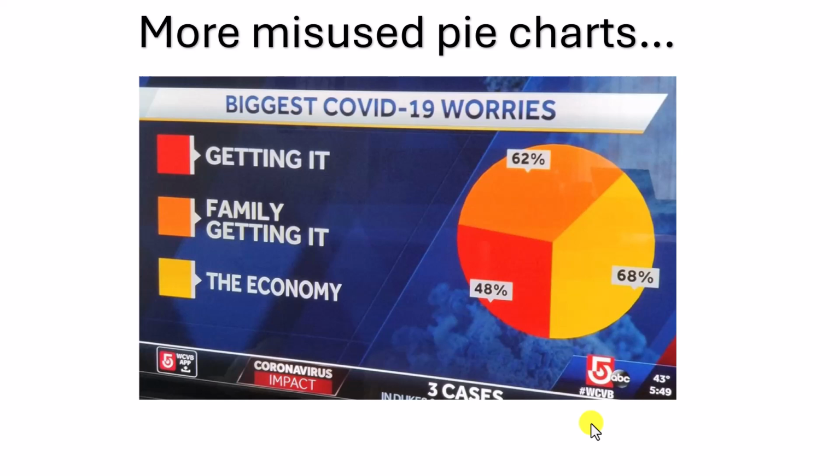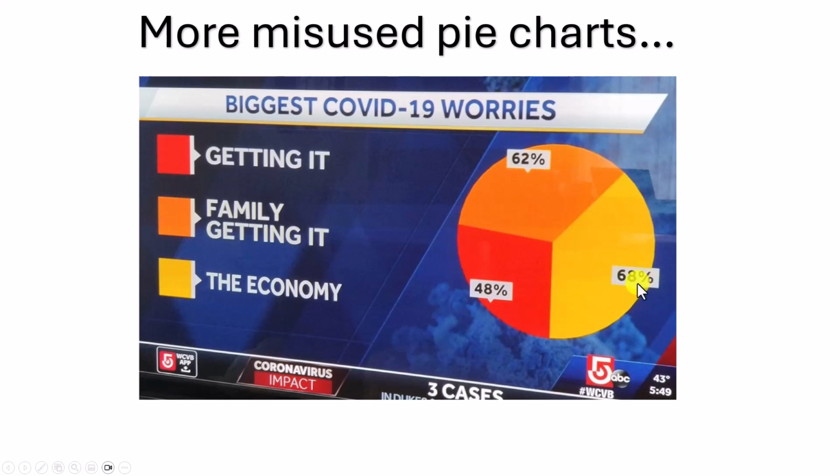Here's another example. This was back in 2020 when COVID-19 was a really big deal. And we had the biggest worries: getting it, family getting it, and the economy. So think about the problem here. Imagine you are the news anchor and they put this in front of you and you have to report on this. Do you just make something up and try to make it work? Or do you call it out on air and say, wait just a minute, why are we displaying this on a pie chart? I'm not really sure what I would do in the moment.